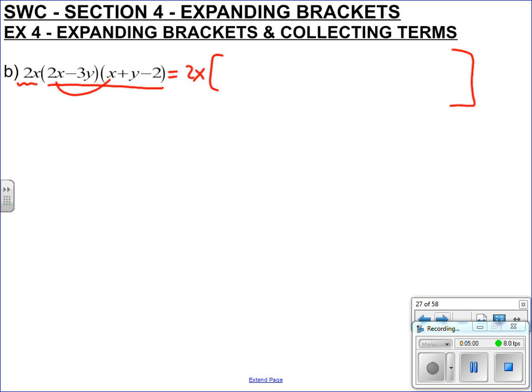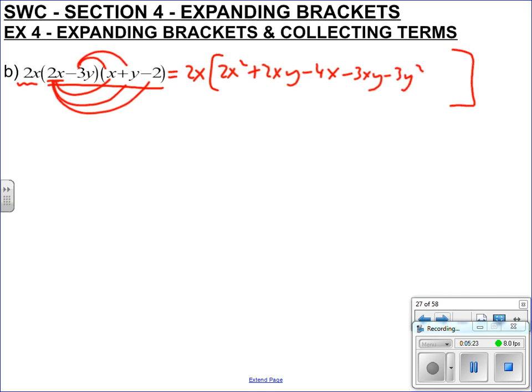So just do everything with the 2x first. So 2x times x, that's 2x squared. 2x times y is plus 2xy. 2x times minus 2 is minus 4x. And that's everything with the 2x. Now minus 3y times x is minus 3xy. Minus 3y times y is minus 3y squared. And minus 3y times minus 2 is plus 6y.